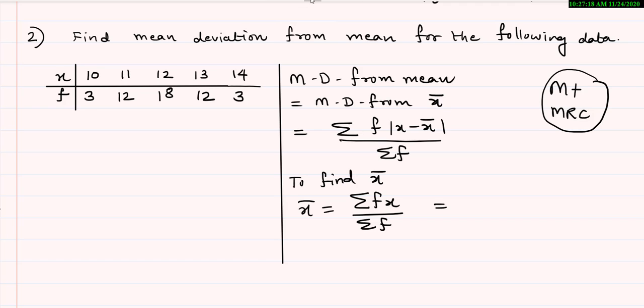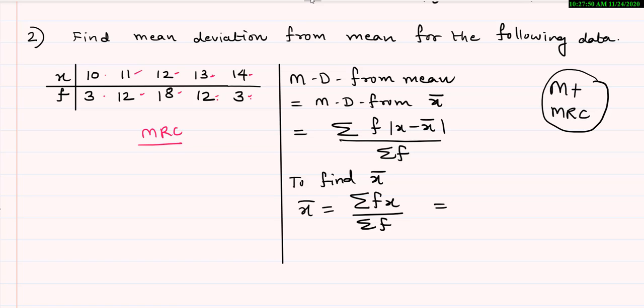So you are taking the pairs 10 with 3, 11 with 12, 12 with 18, 13 with 12, and 14 with 3. So to find summation of fx, you are doing it like this: 10 into 3 M plus, 11 into 12 M plus, 12 into 18 M plus, 13 into 12 M plus, 14 into 3 M plus, and then you press MRC.